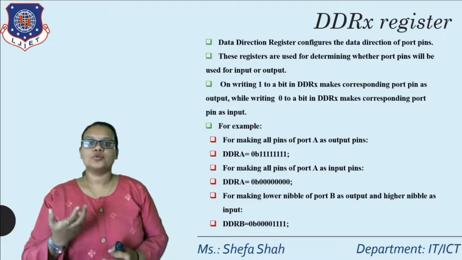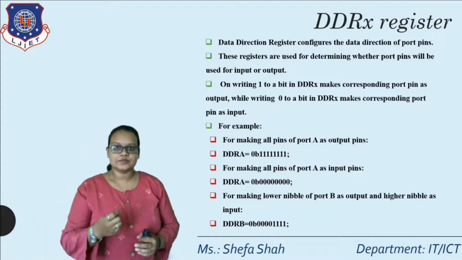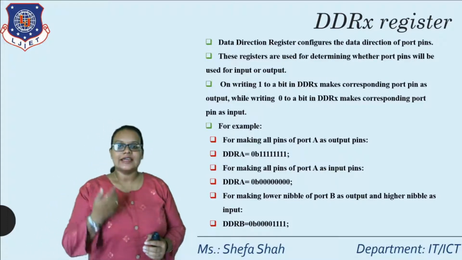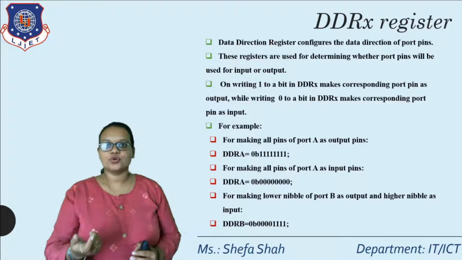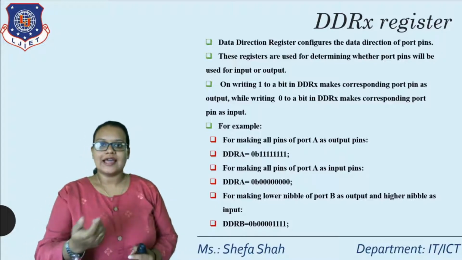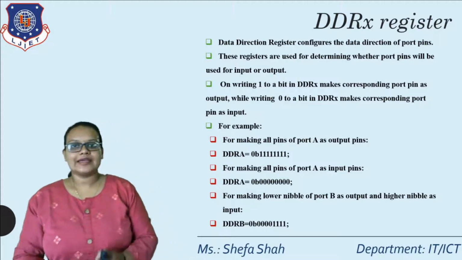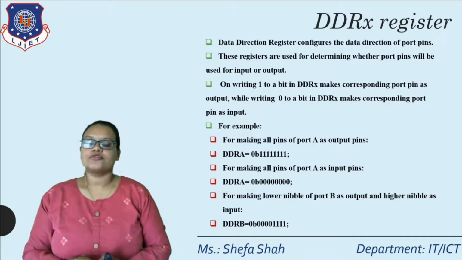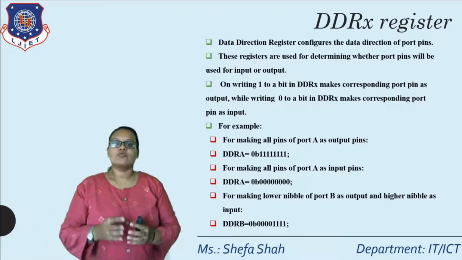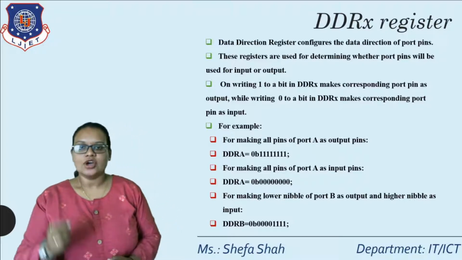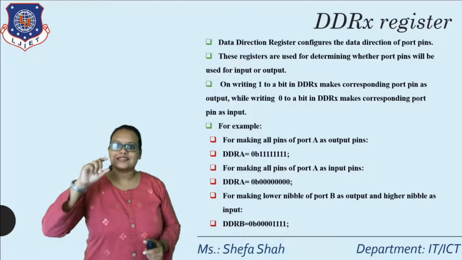But if we want to make individual port bits, let's say port A has PA0 to PA7. In this, if we want to make PA2 an input pin and PA7 an output pin, we can do that in ATmega32, right? So for that, what we need to do is store in the DDRA register, for that particular PA2 pin as an input.